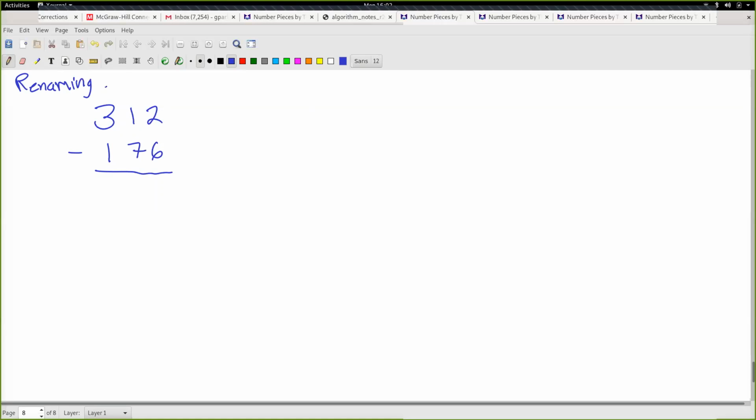Standard is also called the renaming algorithm. So let's see, I can't do 6 take away 2, so I have to borrow, right? And that makes that a 12. Take away 6 is 6. That's easy. 0 take away 7. Darn, I can't do that. Borrow, that makes that a 10. Take away 7 is 3. 2 take away 1 is 1. So I got 136 if all went well.